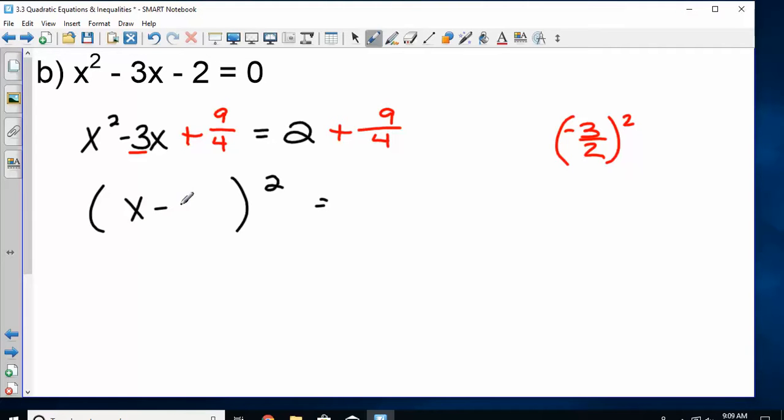X minus 1.5, or I'm just going to stick with the 3/2. Easiest way, I've told you there's like 3 different ways you could get that number. The easiest way is really just to look at your parentheses. Before we squared, we had negative 3/2. So that's what's going to go there. 2 plus 9 over 4, 17 over 4. Next step.